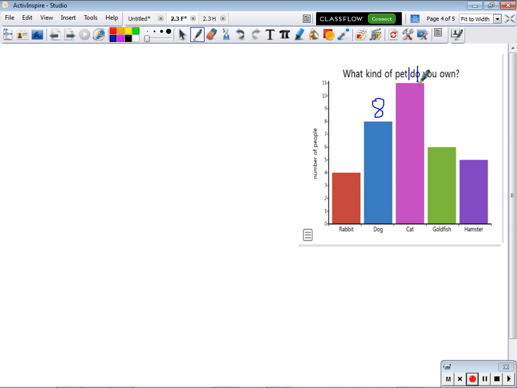And then it looks like there were 4 students who owned a rabbit. So if you put those values together, that would be 23 students altogether. So that's your answer for number 2. Number 3 says, how many more students owned a cat rather than a dog?